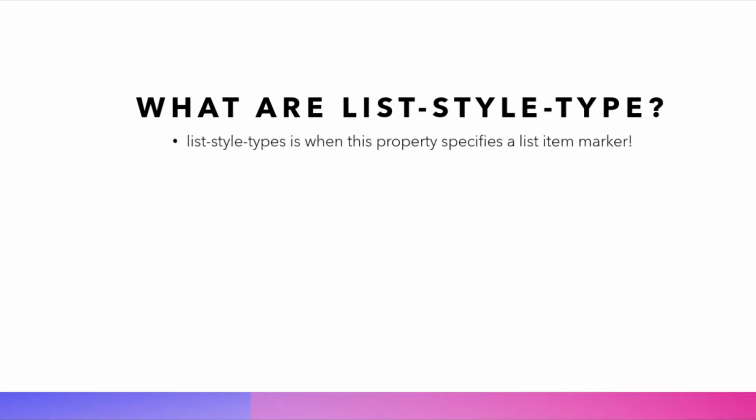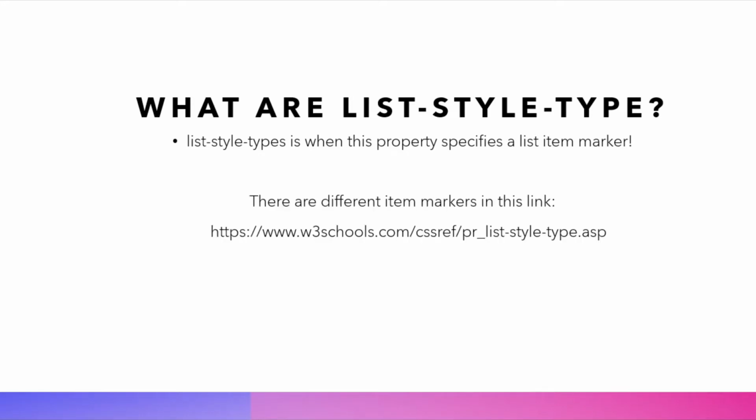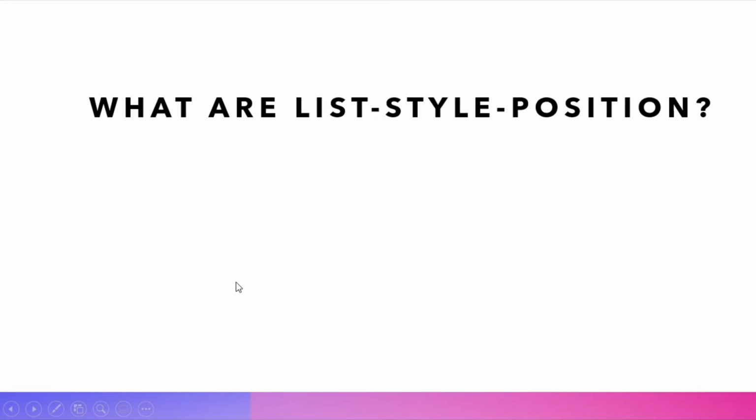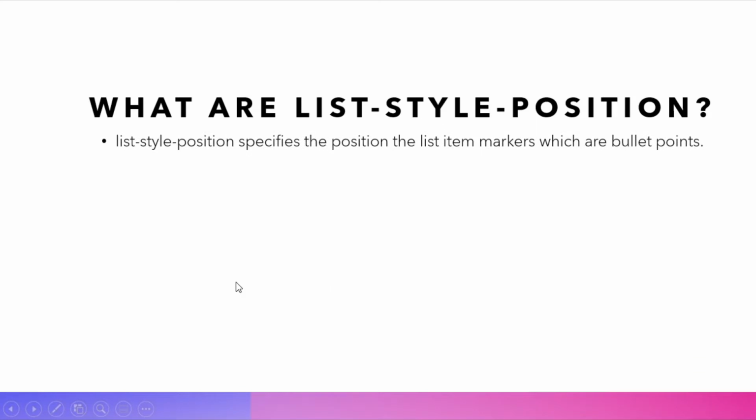types? The list style type property specifies a list item marker. There are different item markers in this link right here, which we're going to go through later in this tutorial. What are list style positions? List style position specifies the position of the list item markers, which are bullet points. So for example, there are going to be outside and inside list style positions.